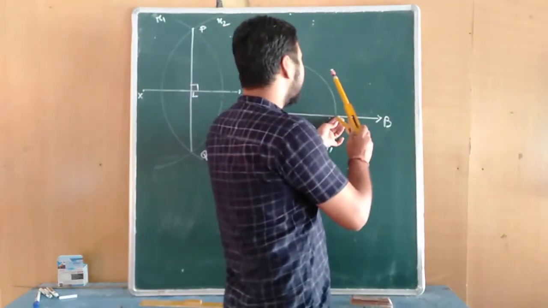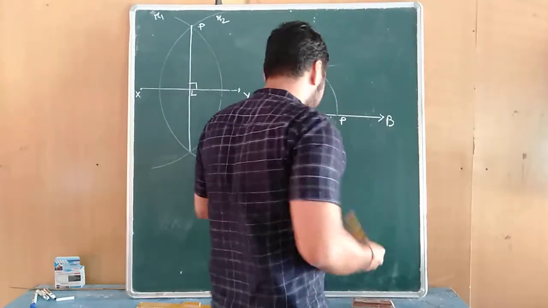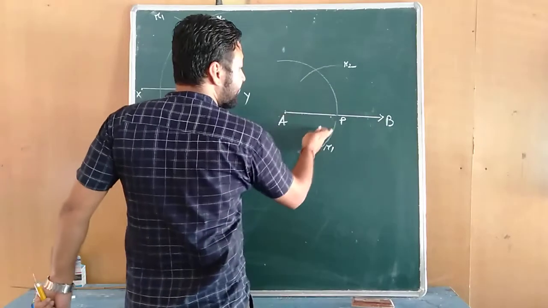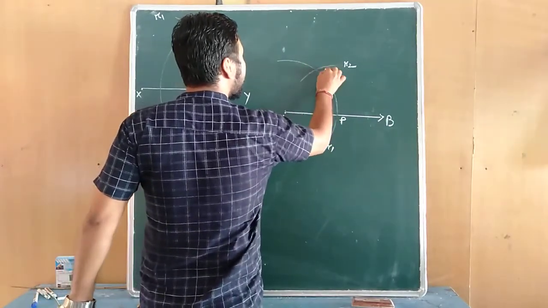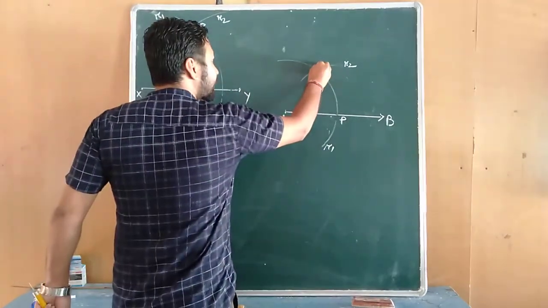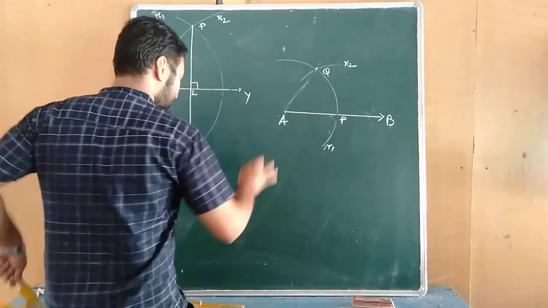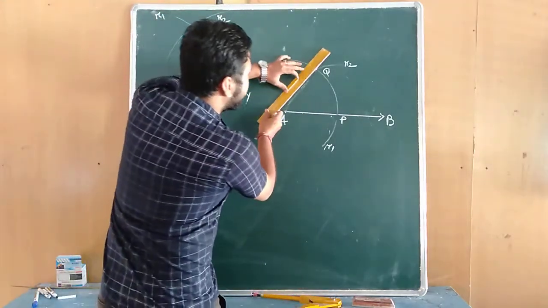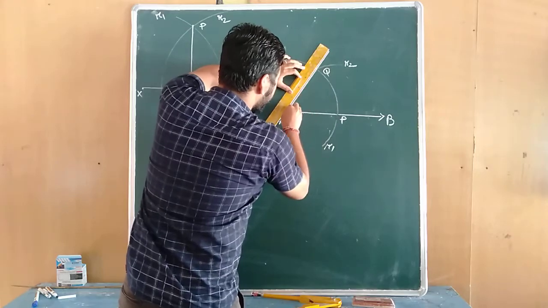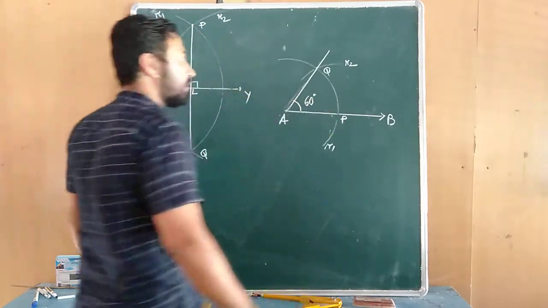Taking P as center and with the same previous radius, we draw another arc R2, which cuts the previous arc R1 at point, say, Q. This is point Q. If we join this point Q and this point A, then this angle will be our 60 degree angle.